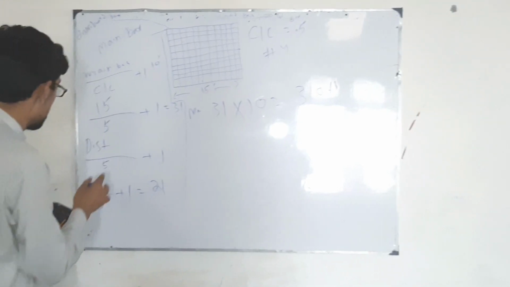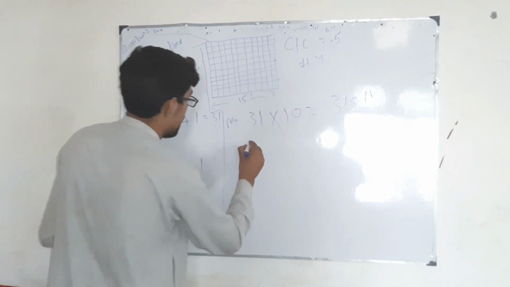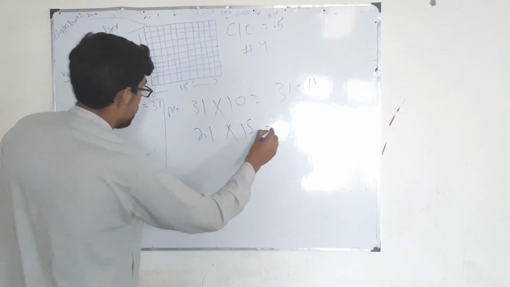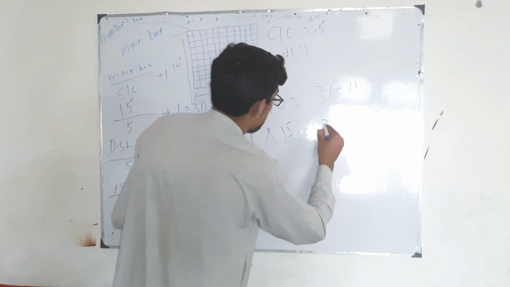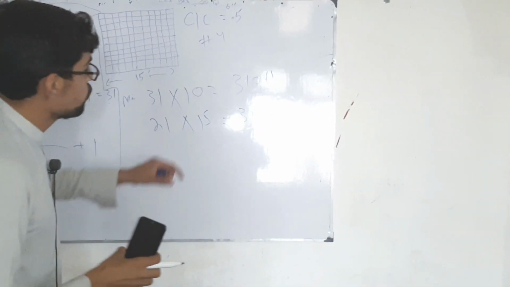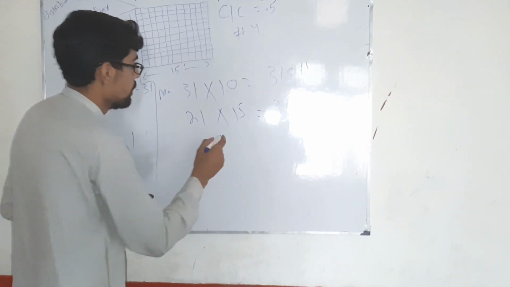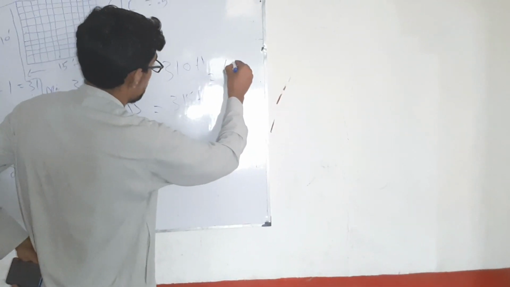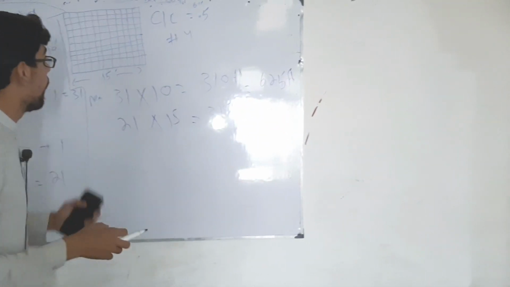And second, let me take the distribution bar. It came to 21, and multiplied by 15, it makes 315. Now we are going to add these both: 310 and 315 makes 625. Now this is the complete length of the bars.